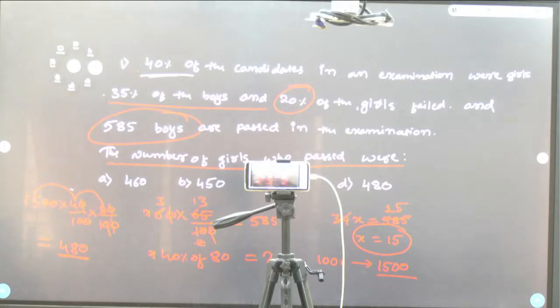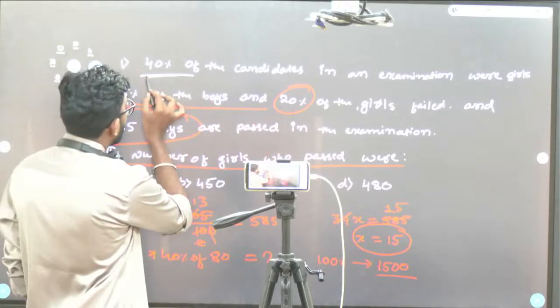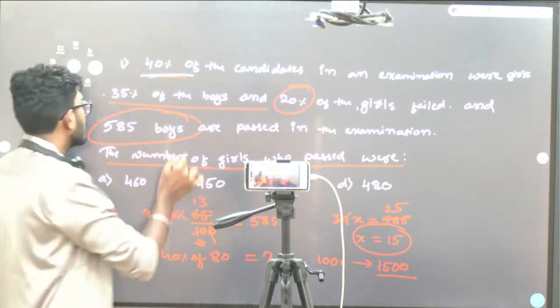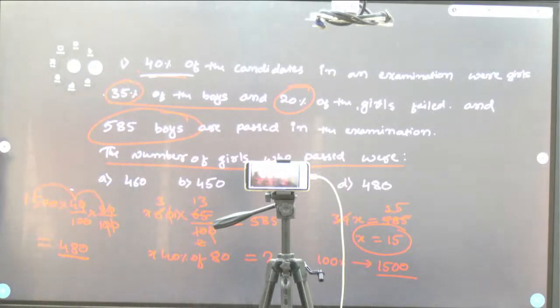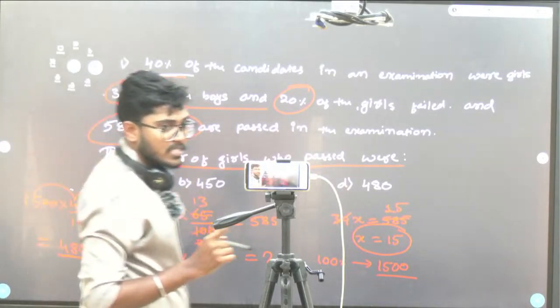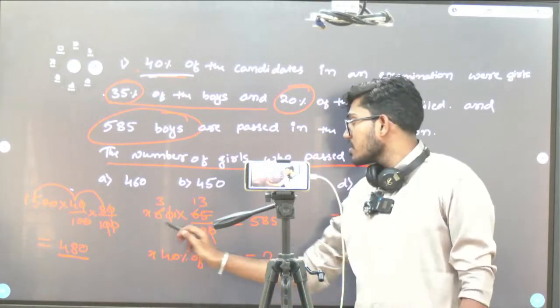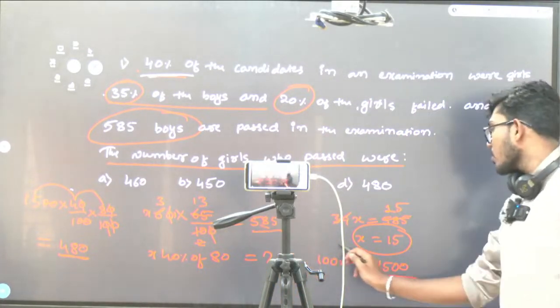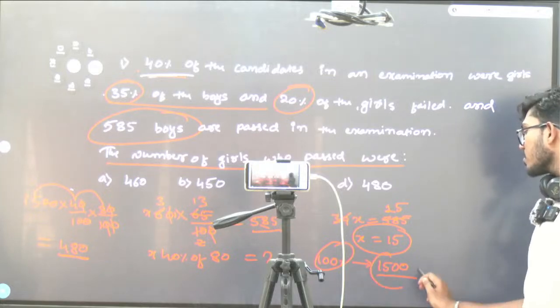Passing students, right? Simple. Whatever is given, 40% girls given, means remaining will be 60%. In that 60%, how many students failed? 35% failed, means remaining how many percent passed? 65% passed. That one calculate. 60 of 65% is 585, they have given. From that you calculate the total number of students. Total number of students, how much are you getting?